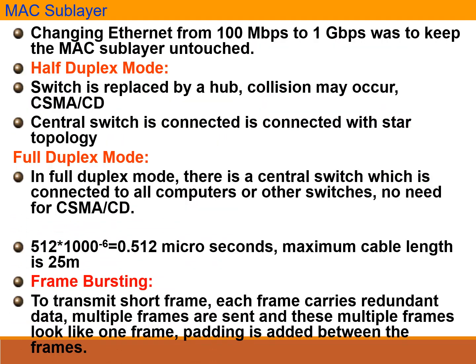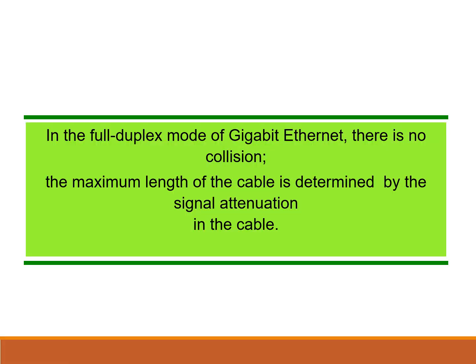And then next one is full duplex mode, where there is a central switch connected to all computers or other switches. Each switch has a buffer for each input port in which data are stored until they are transmitted. So there is no collision in this mode. And the next one is carrier extension, full duplex mode, and then frame bursting. Frame bursting is nothing but transmitting short frames. Each frame carries redundant data. Multiple frames are sent and these multiple frames look like one frame. Padding is added between the frames, which is called frame bursting.